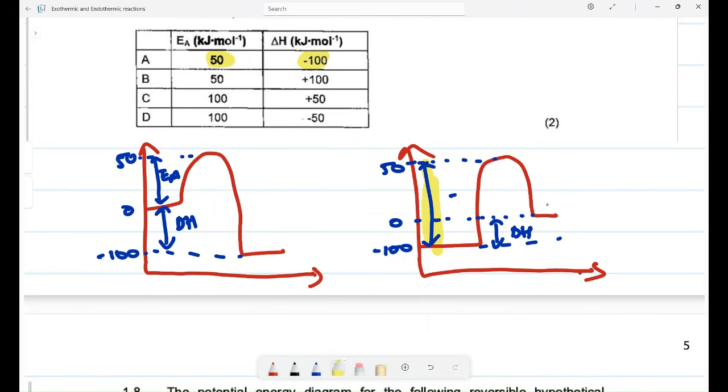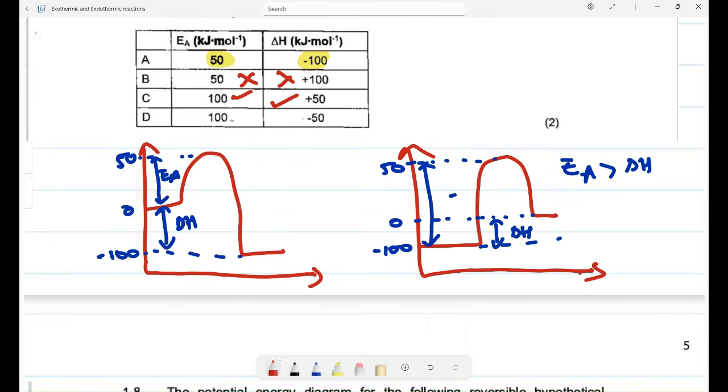I want you to check something for the endothermic reaction: the activation energy will always be greater than the change in H. Can you see that? Here the activation energy is 150, but the change in H is how much? It is 100. So this one is wrong. EA cannot be less than this one. Okay, C, EA is greater than change in H. This one I can accept.